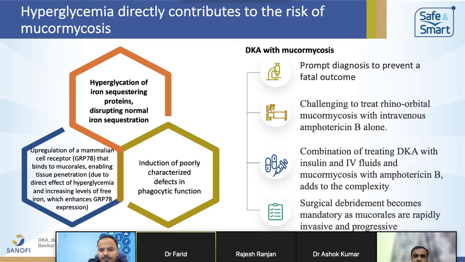It's a complex treatment. Surgical debridement becomes mandatory as mucorales are rapidly invasive and progressive. Glycation of iron-sequestering proteins disrupts the normal iron sequestration. There is this pathogenesis which promotes such infection. Mucorales are rapidly invasive and multiply very fast, and hyperglycemia, basically high blood sugar, provides a good environment for them to grow and invade the deep tissues.